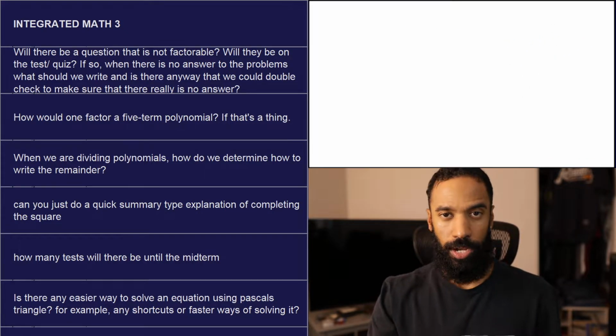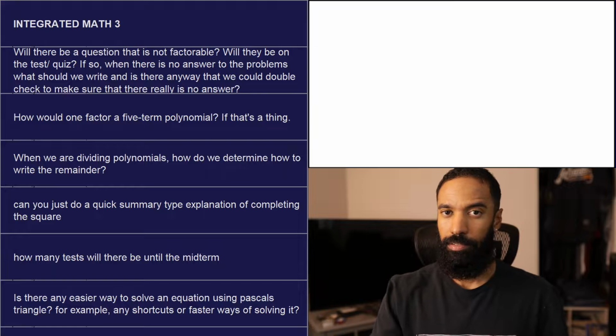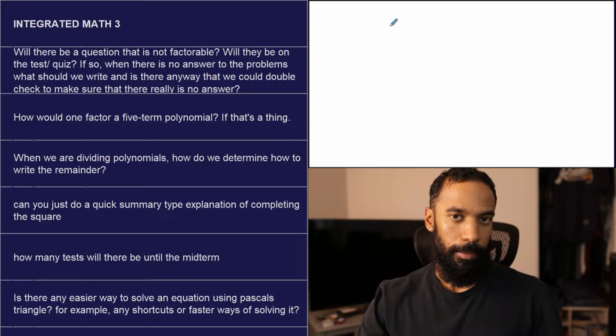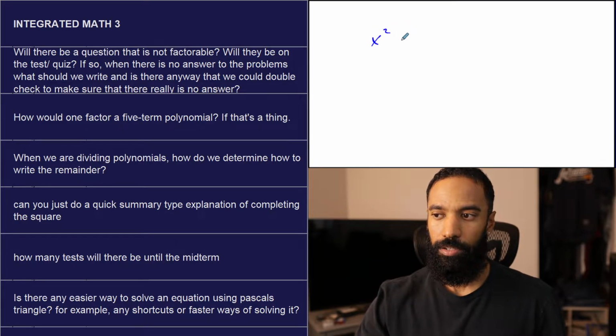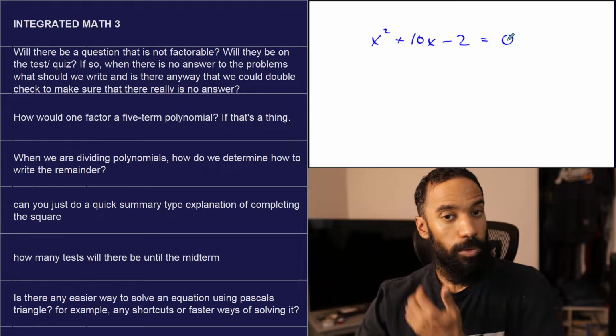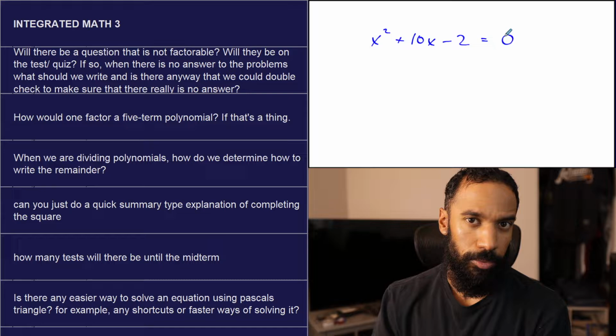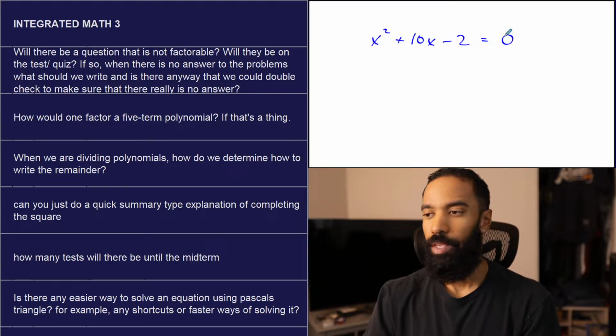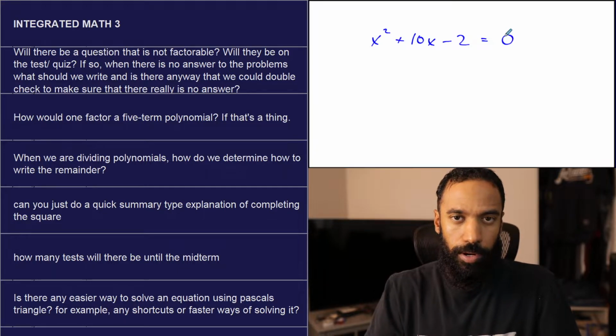Let's first talk about the overall objective of completing the square. When you have something, and I'll write an example out to get it started: x squared plus 10x minus 2 equals 0. Okay, let's say we wanted to solve this. Now, it's not factorable, and we could use the quadratic formula. There's something called completing the square as well.